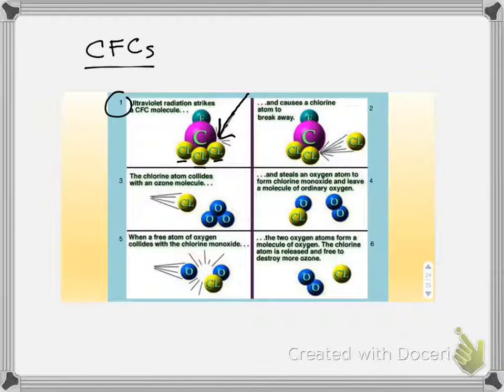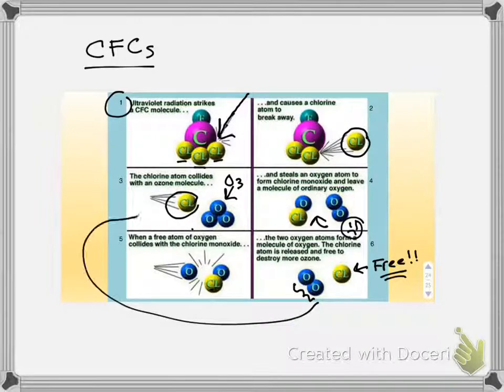And when the UV light hits the CFC, this is like UV light from the sun, the chlorine atom is going to come off, and the chlorine atom is going to attack ozone. This is ozone, O3. The Cl is going to attack ozone, and look, it's going to break it apart. And then a free atom of oxygen will collide with the chlorine, and it will take the oxygen away, and the chlorine is free. So it can go and attack another ozone, and the cycle just keeps going and continuing, and this is how it destroys the ozone layer.